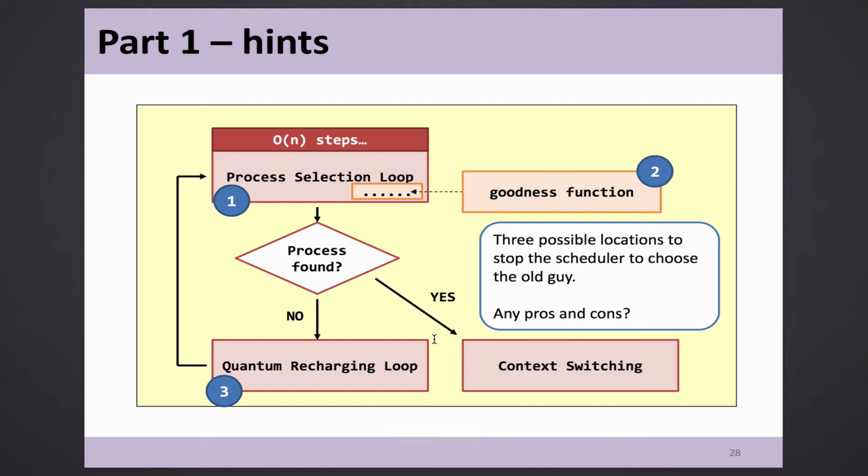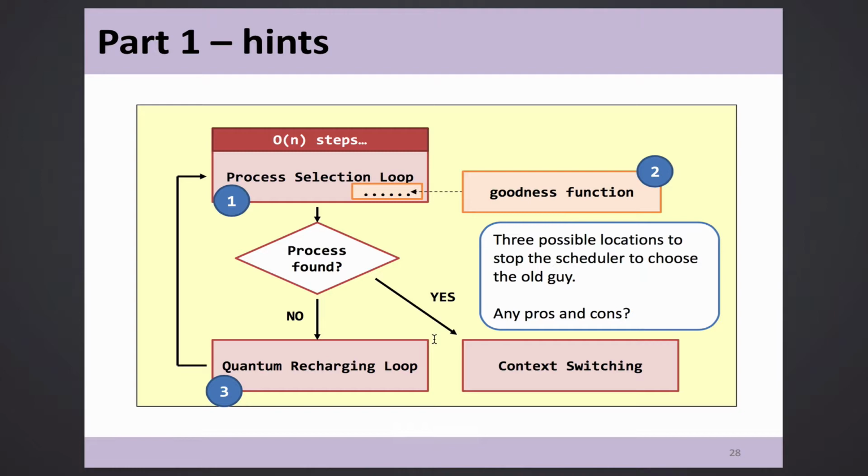Or you change the recharge loop. The recharge loop gives the quantum to the process. So which is the better approach? I don't tell you. I just let you do some reboots. This is kernel hacking, right? It's a lot of reboots.